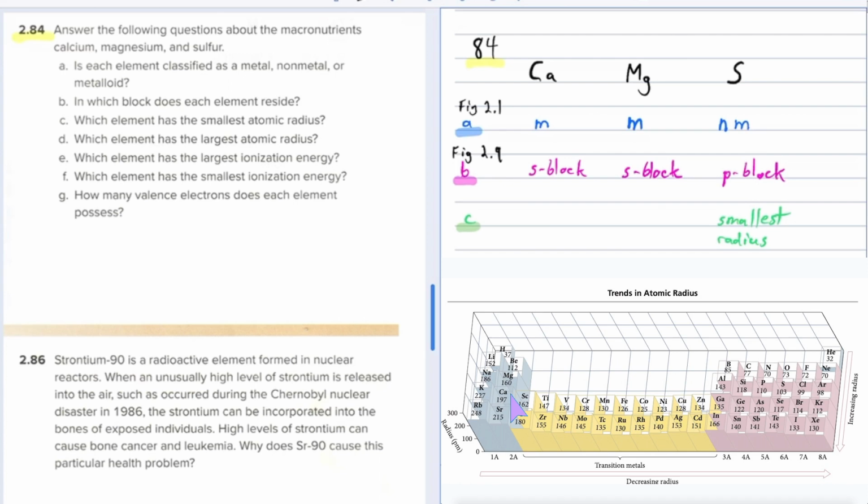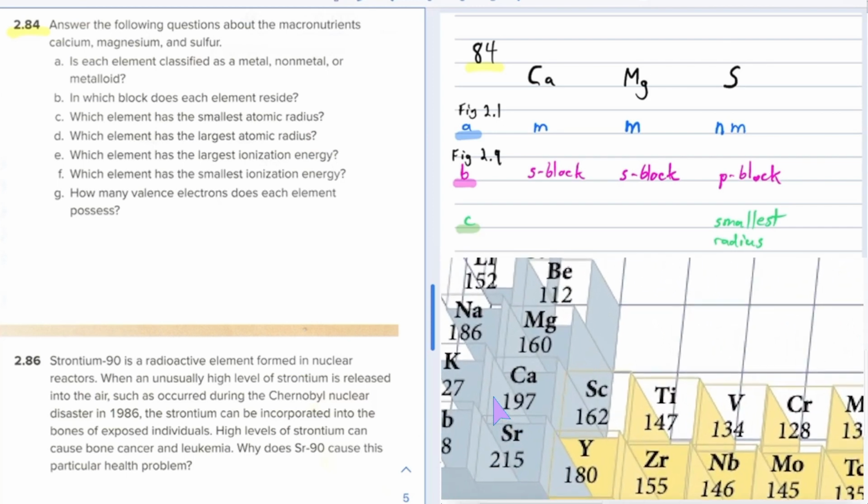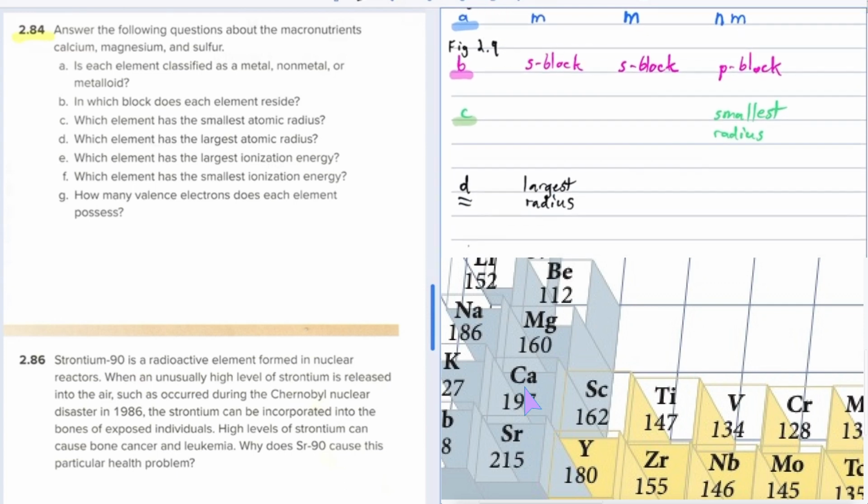And then D. Oh, by the way, this periodic table is not in your textbook, but I uploaded it to Lima. So D says, which element has the largest atomic radius? Well, that would be calcium because it's closest to the big corner. So there's calcium right there. Calcium, magnesium, and sulfur. So calcium would be the largest atomic radius. There we go, largest. There, you can see it now.